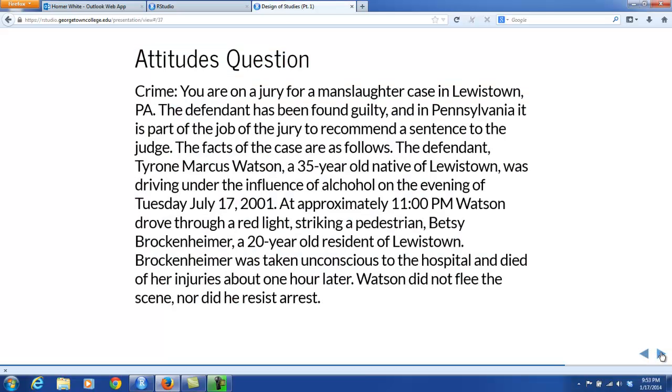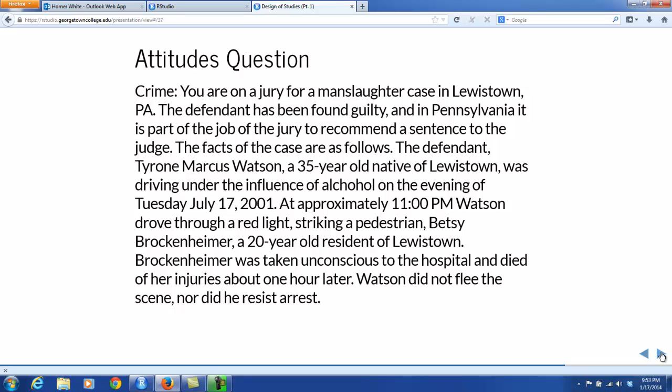Now, here's a question that turns out to have to do with an experiment. This was that question about sentences in the attitudes data frame. And we're going to read out here a question on one of the survey forms that students were given. So the question was said to be about crime. You're on a jury for a manslaughter case in Lewiston, Pennsylvania. The defendant has been found guilty, and in Pennsylvania, it's part of the job of the jury to recommend a sentence to the judge. The facts of the case are as follows.